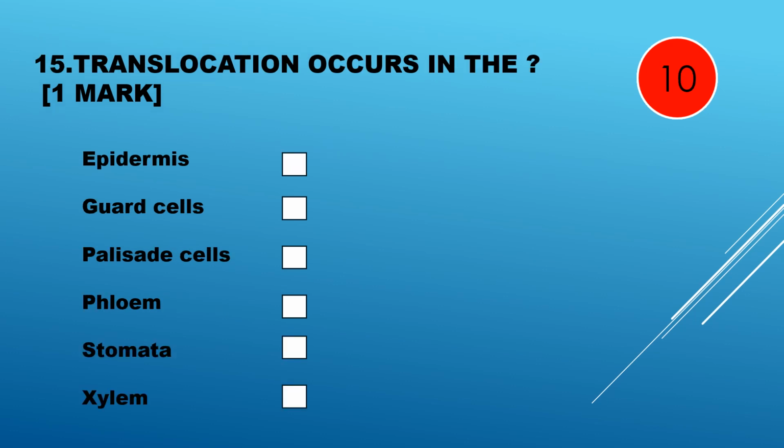And 15. Translocation occurs in the epidermis, guard cells, palisade cells, phloem, stomata, or xylem. Translocation is the movement of sugar around the plant, so it occurs in the phloem. Question 16. Transpiration occurs in the epidermis, guard cells, palisade cells, phloem, stomata, or xylem. Transpiration is the movement of water, so it occurs in the xylem.